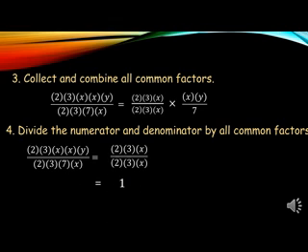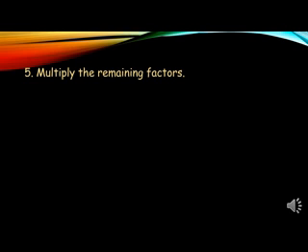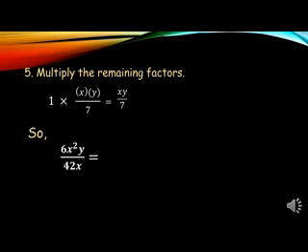2 times 3 times x divided by 2 times 3 times x is just equal to 1. Multiplied by the remaining factor, x times y all over 7 is equal to xy over 7. Last step is multiply the remaining factors. So multiplying 1 times x times y all over 7 is just equal to xy over 7. So the simplified form of 6x squared y all over 42x is just xy over 7.